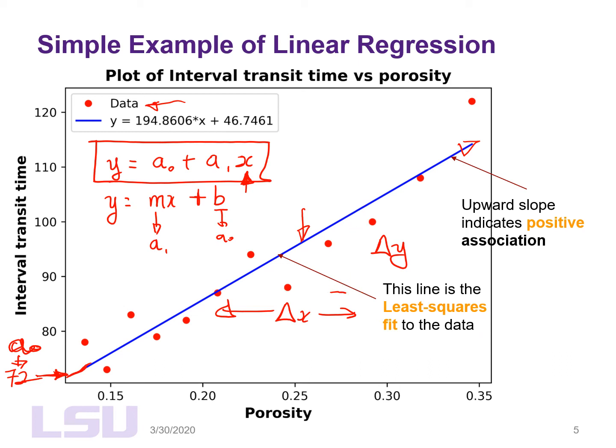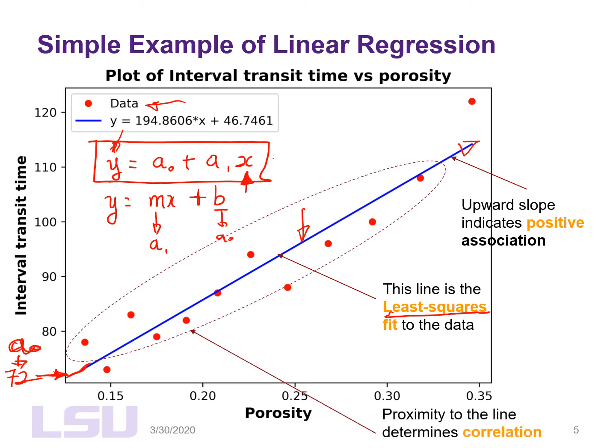So that blue line is the line of best fit, which is also known as the least squares line. Line of best fit or least square fit, same thing, is the blue line. It's what you get when you plot y against x using this model. And lastly, I'm showing that the closer the red dots are to the blue line, the higher is the correlation coefficient.